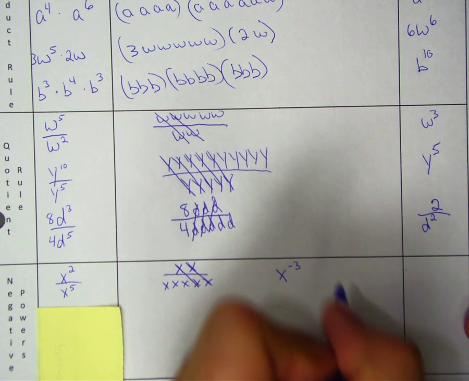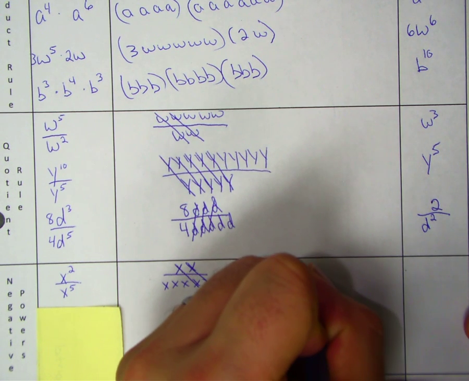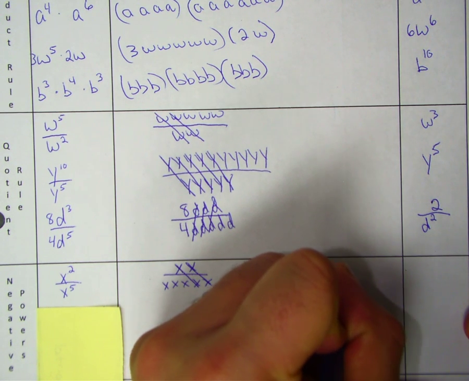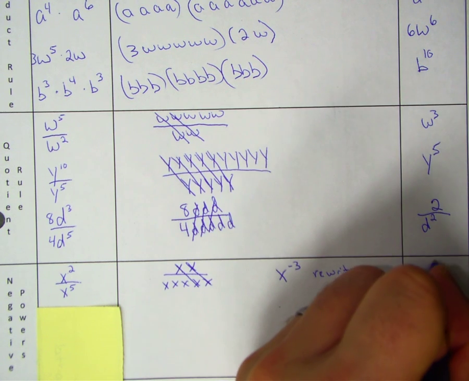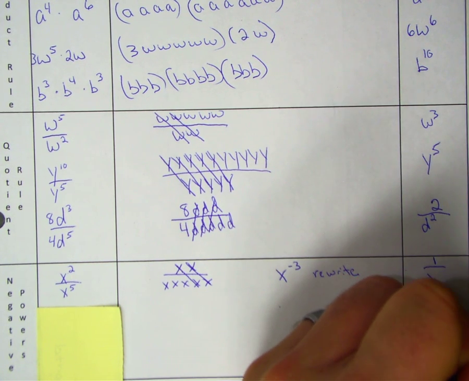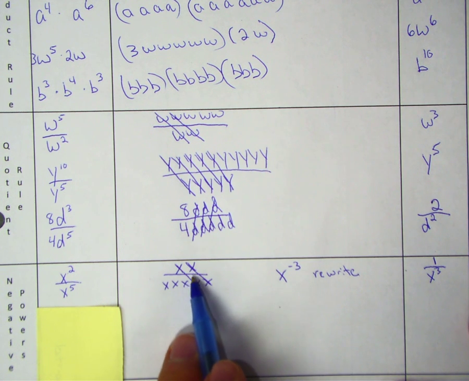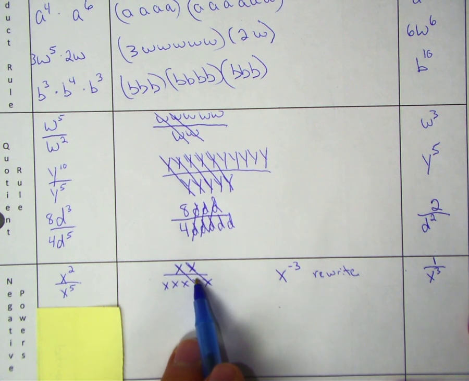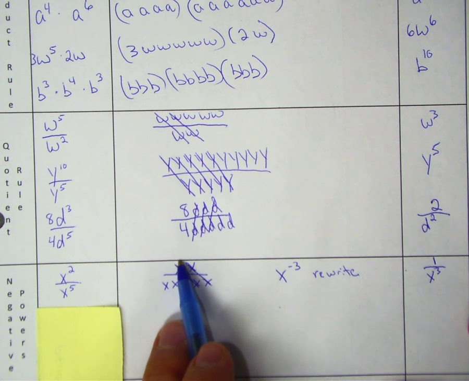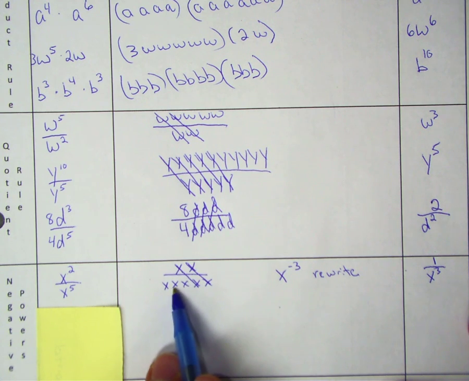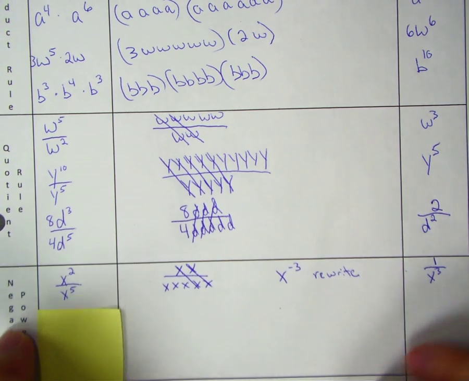But we don't write it like that. So we need to rewrite that as 1 over x to the third. These cancel out, so we're left with 1 on the top as our placeholder. And x divided by x is 1, and x divided by x is 1, and 1 times 1 is 1. And then we've got our 3 x's left on the bottom.